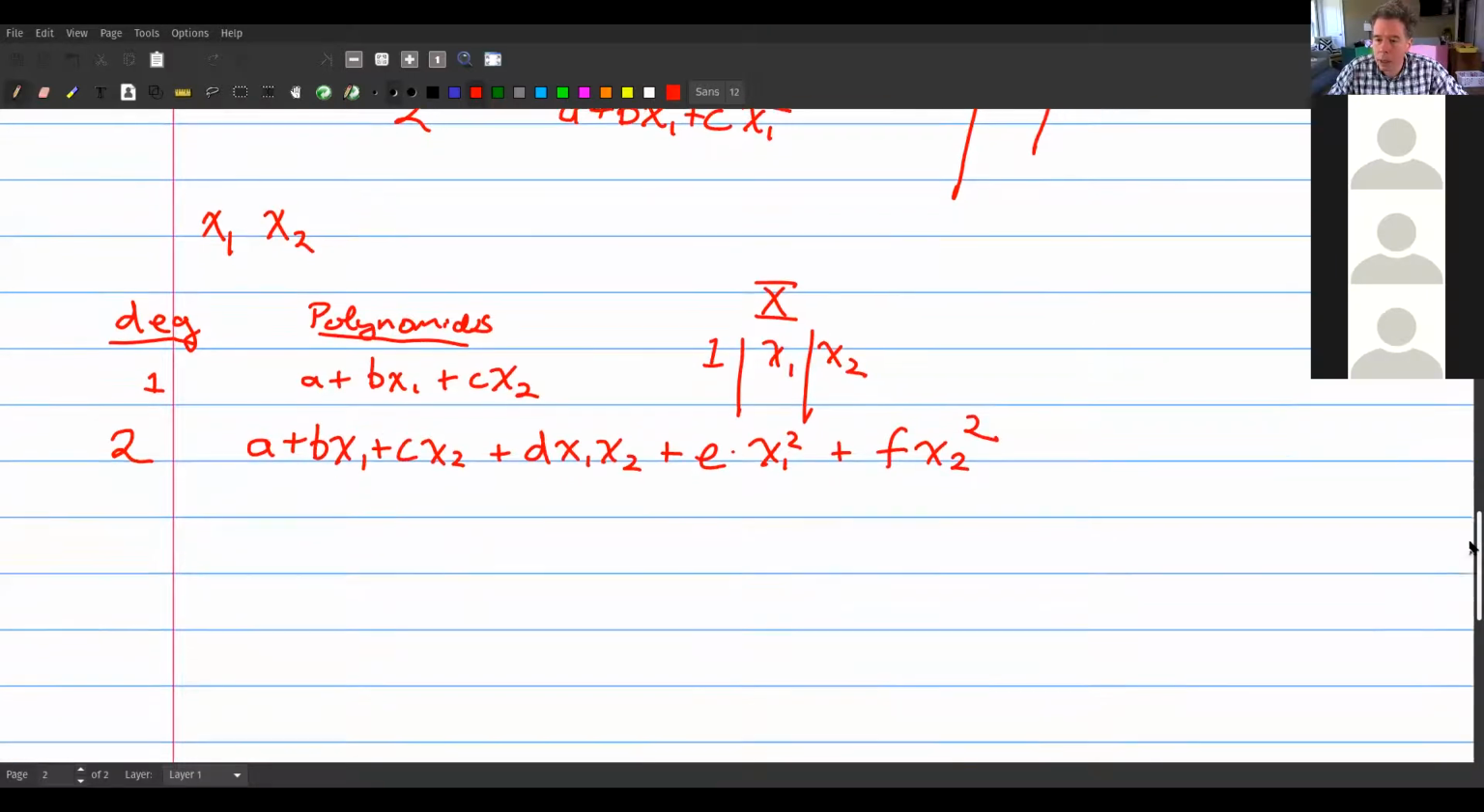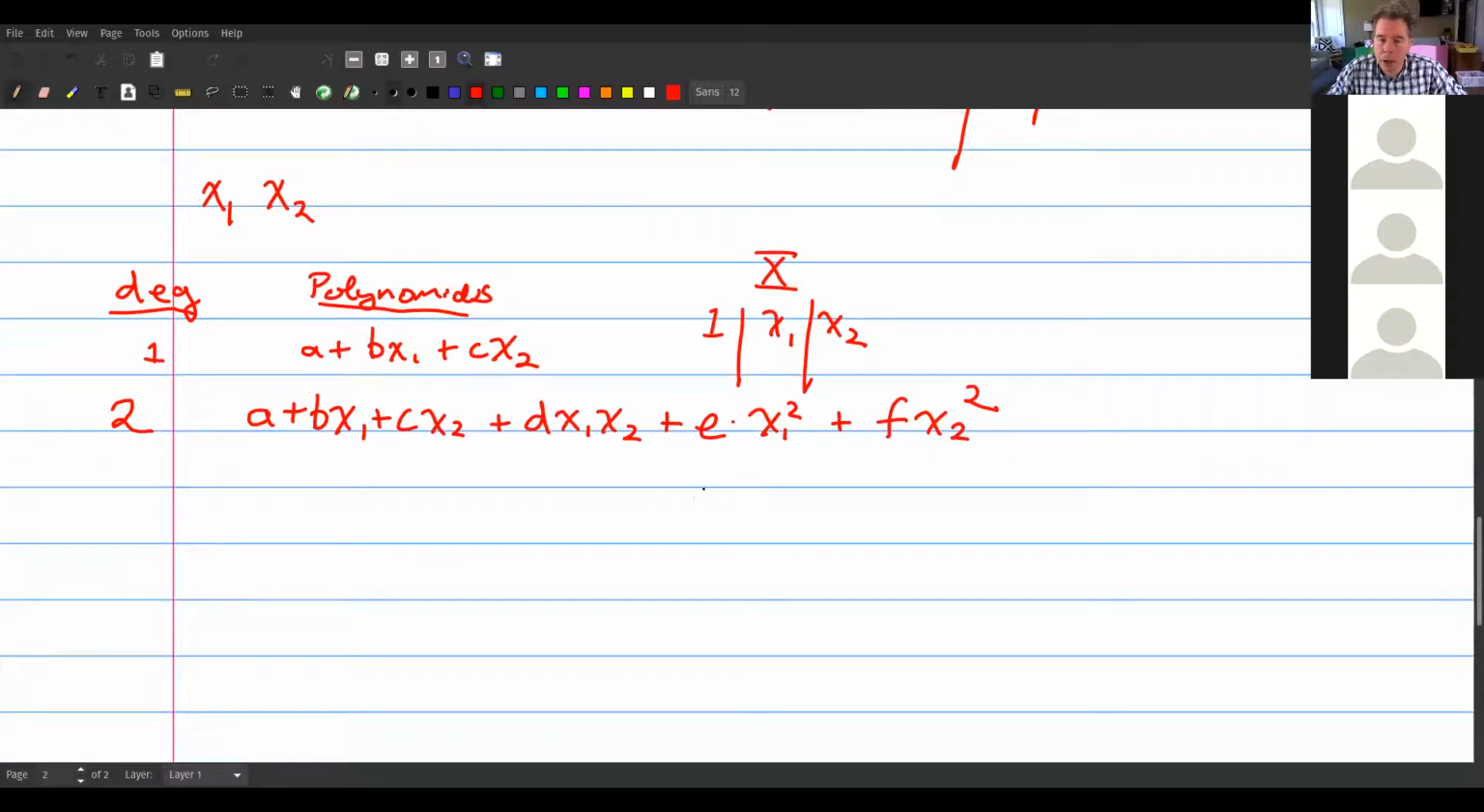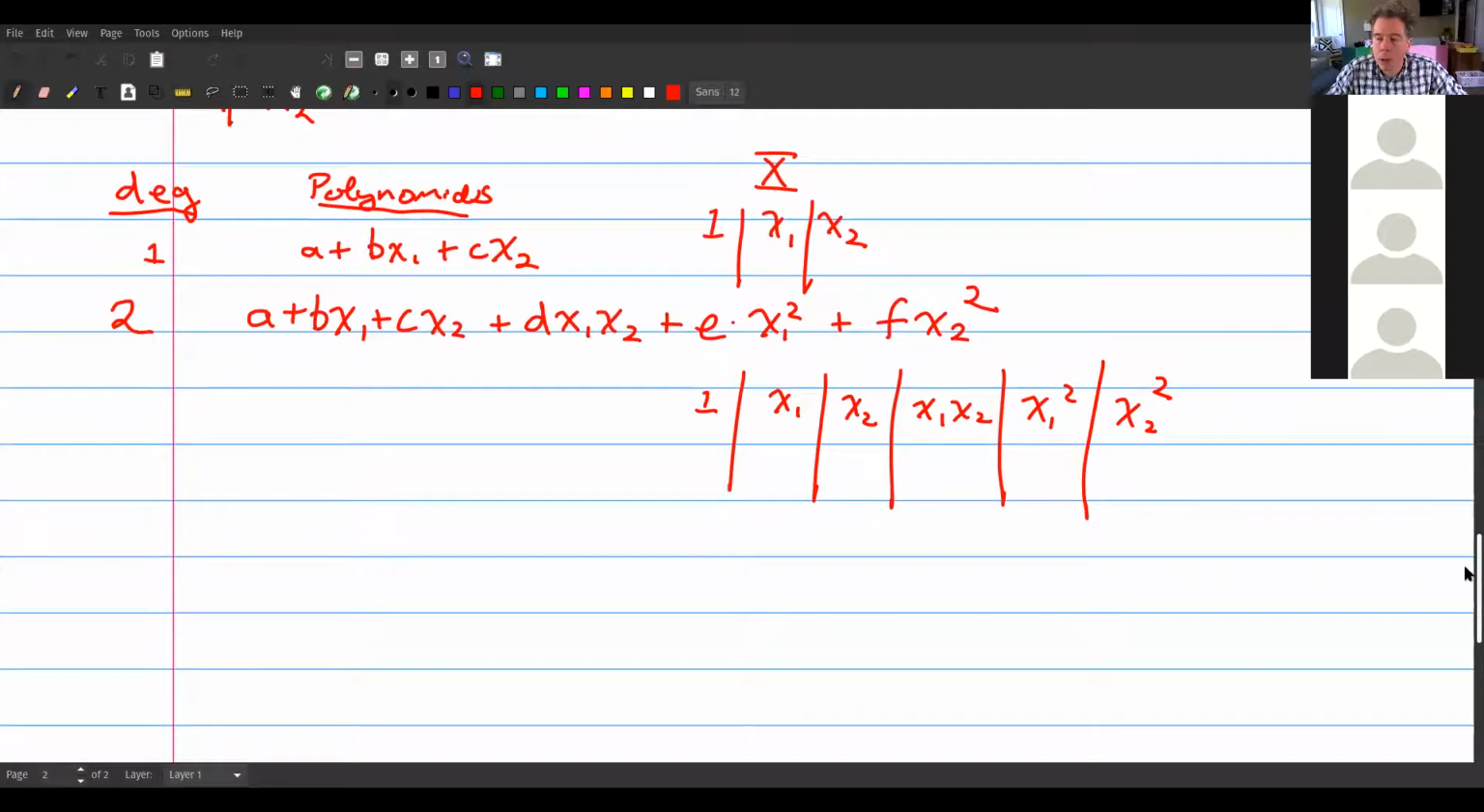So how many columns do we have now? We have a column for 1. We have a column for x1. We have a column for x2. And we have a column for x1, x2. We have a column for x1 squared and a column for x2 squared. Okay, sorry, how does 1 more degree add that many variables?